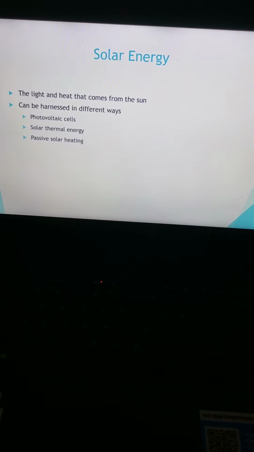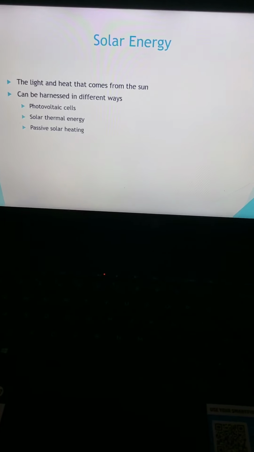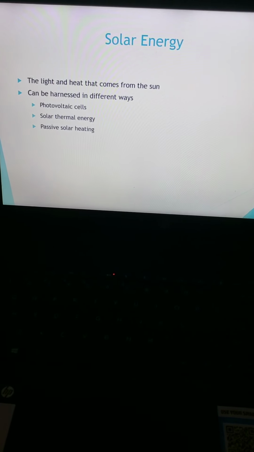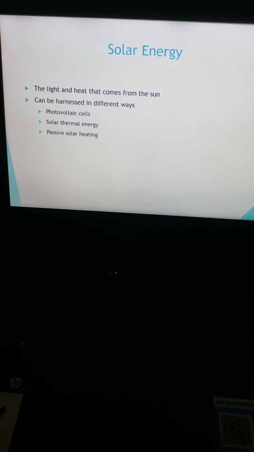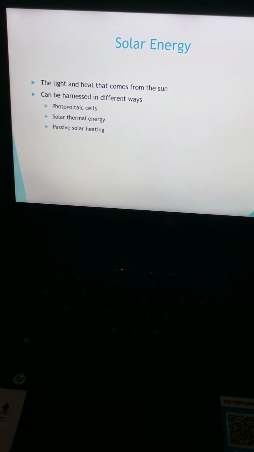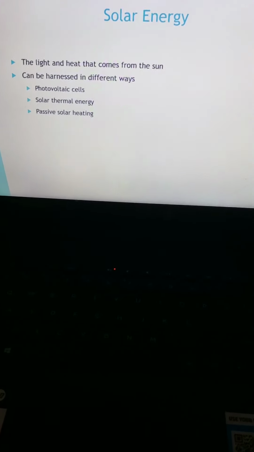Photovoltaic cells convert sunlight into electricity. This happens by sunlight hitting the surface of the cell, and then a semiconductor converts the light into electricity. An example of a photovoltaic cell would be a solar panel. Solar panels are actually made up of many photovoltaic cells.